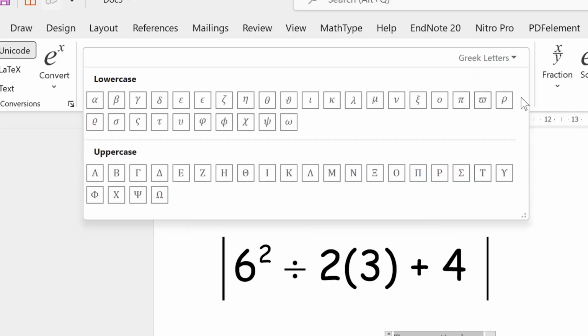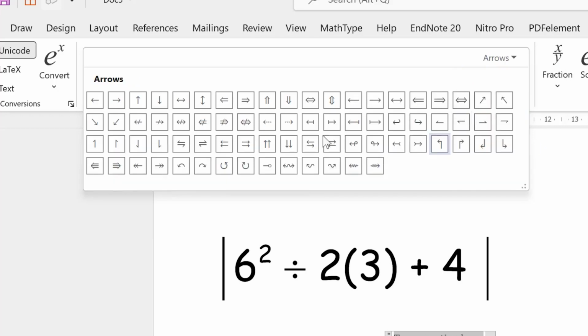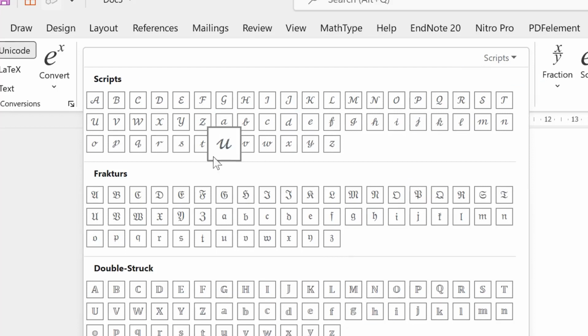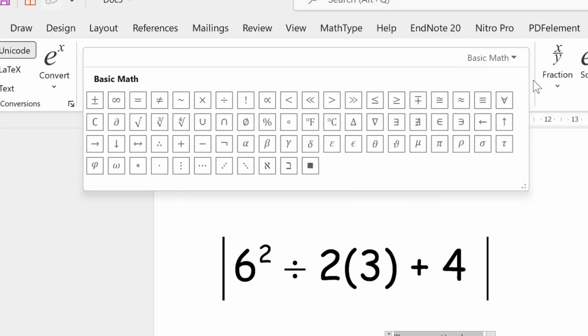For example, Greek letters, if you have them, you can see lowercase, you can see uppercase if you ever need any of them, or you can have arrows where necessary in terms of the equation, or you can have scripts where necessary. You can just check them accordingly. But for now, we just stay with basic math because what we are dealing with is purely mathematics.